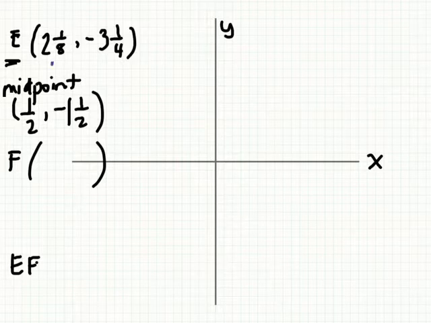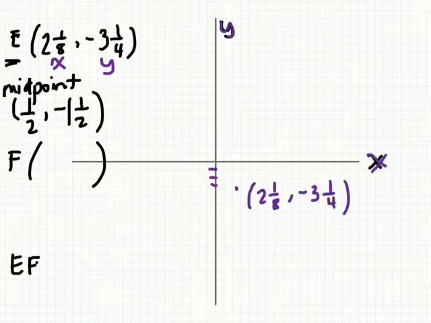We know that E is located at 2 and 1/8. Where's 2 and 1/8? Just a little bit above 2. That's the X value. And then negative 3, so we're going to go down 3 and 1/4, so negative 3 1/4. This is where the point is approximately, around here. Okay, have that point plotted.